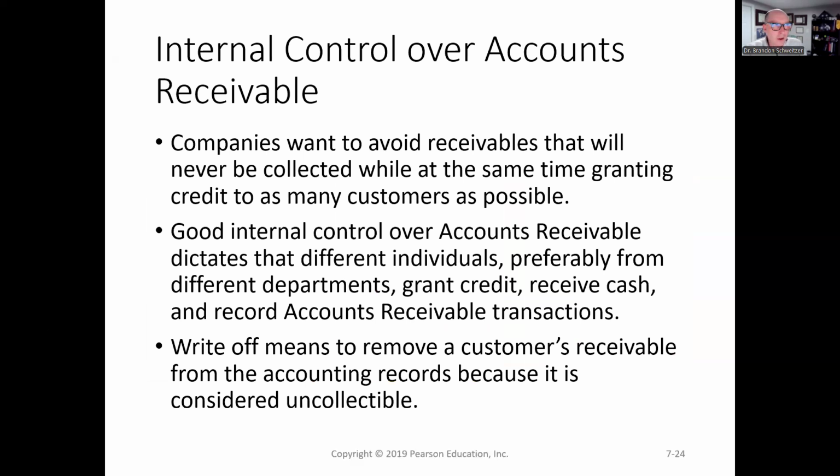So let's talk a little bit more about these accounts receivables. Now, ideally, we want to get paid by our customers as soon as possible, right? That's why we even offer accounts receivable, because it opens up the ability for customers to pay us in different ways. So it's good for the company overall.